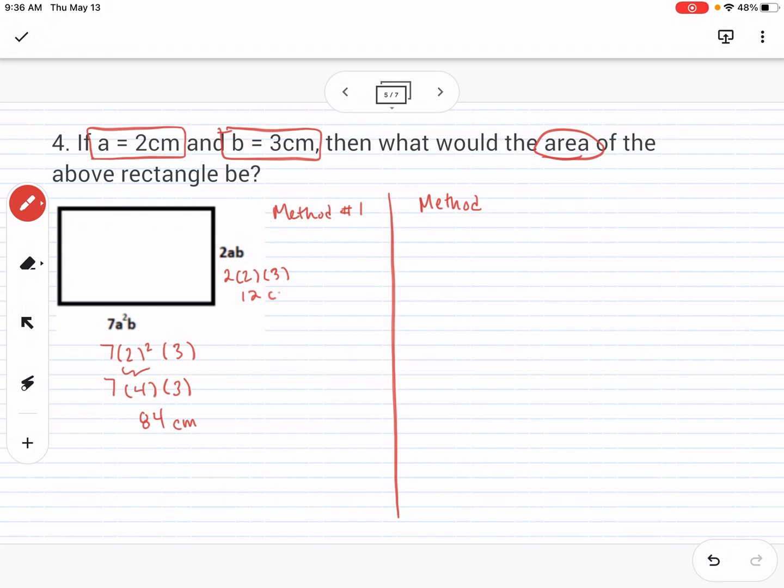So this side is 84 centimeters long. Here, this side would be 12 centimeters long. And then it wants the area. So since area is base times height, we would do 84 centimeters times 12 centimeters. This comes out to 1006 centimeters squared. Area, the units are always square units. Sorry, this should be 1008.